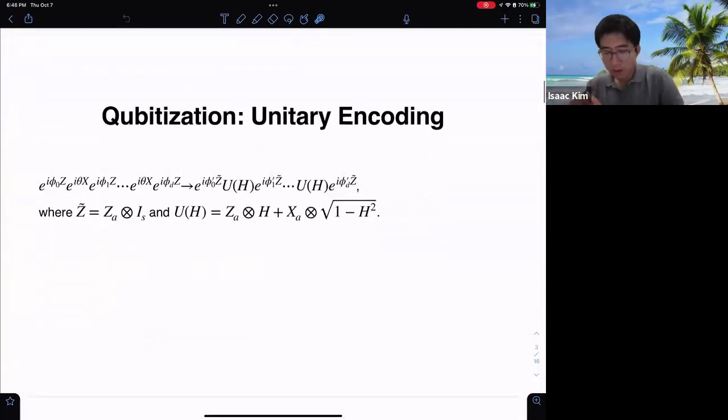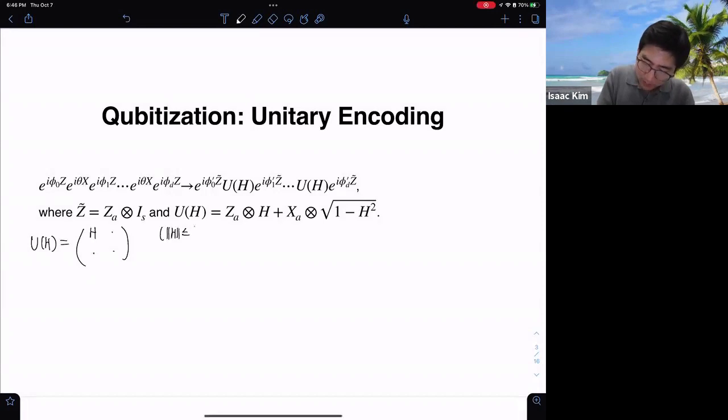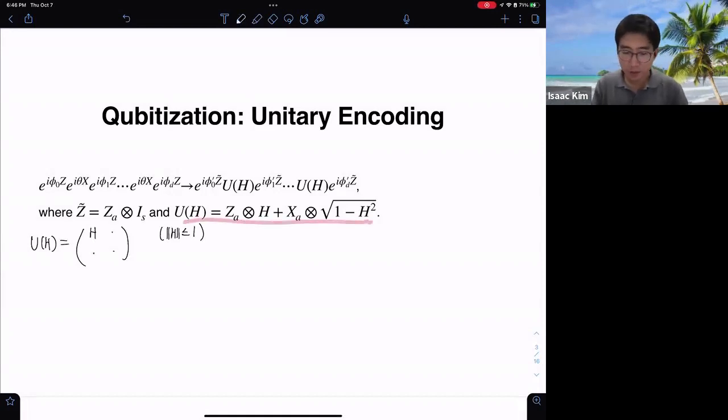Okay, and so I told you about this unitary encoding, which I said is of this form. And of course, implicitly, I'm assuming that the norm of this thing is less than 1. More explicitly, the unitary encoding is actually written here. So there are some notations here, so let me first tell you what these things are.